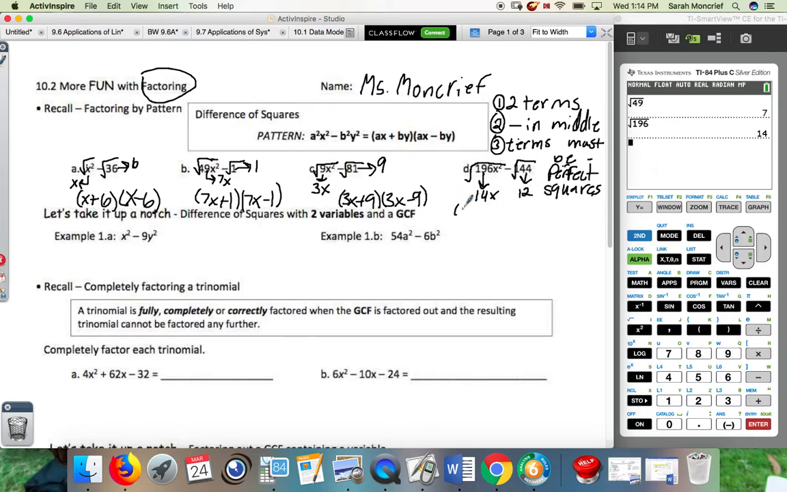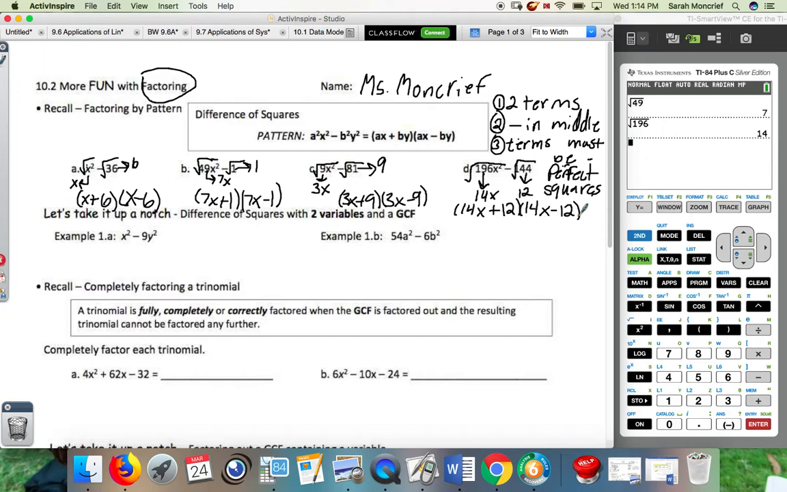So we have 14x plus 12, and we have 14x minus 12. And there is our factored form. And yeah, that should have been a good review. We've done that before. We like it.